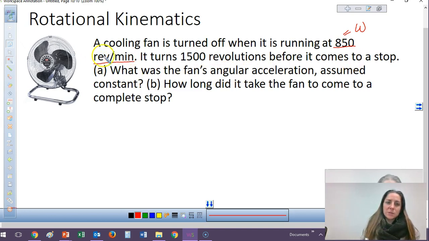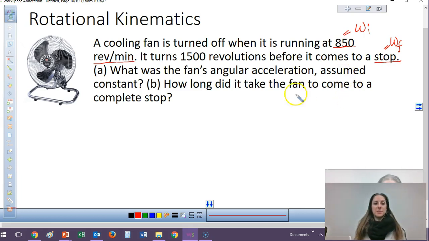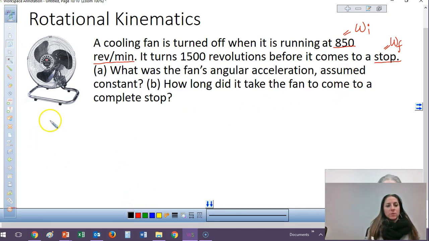If it didn't have a time, it would just be an angular distance. So, in fact, let's take a look. A cooling fan is turned off when it is running at that speed. It has this many revolutions before it comes to a stop. So that's information too. This is the initial because it started there, and this is the final because it says it comes to rest. So information I have right now is 850 revolutions per minute, and omega final is 0.